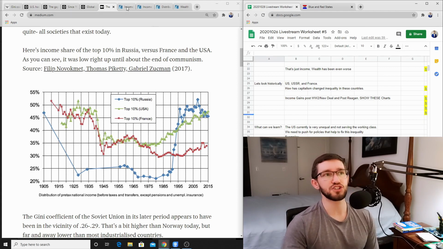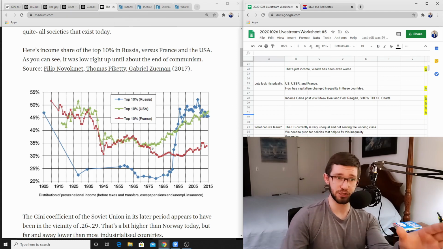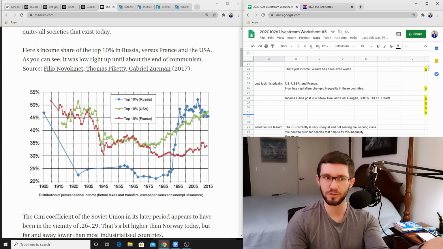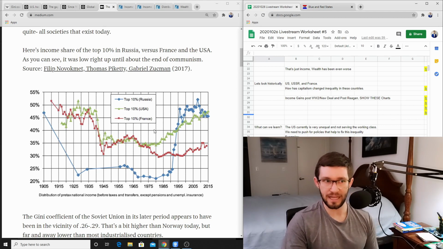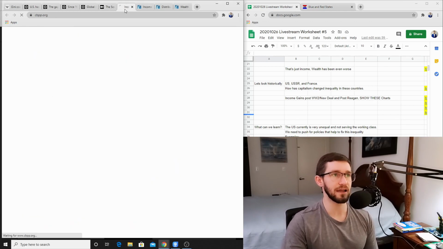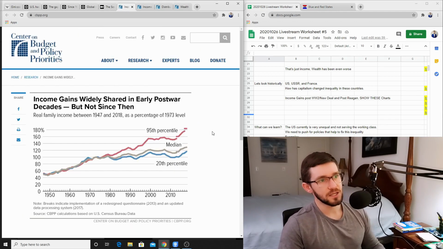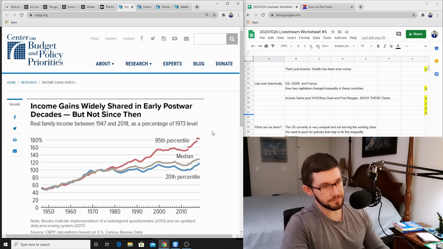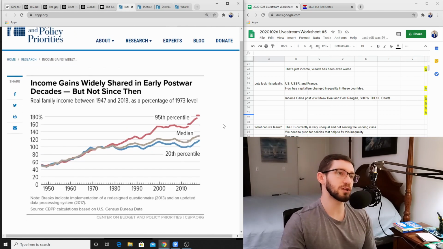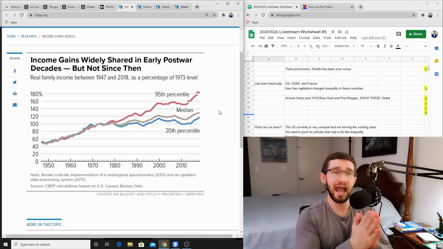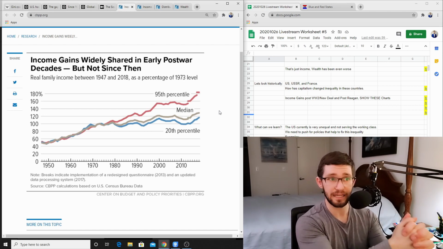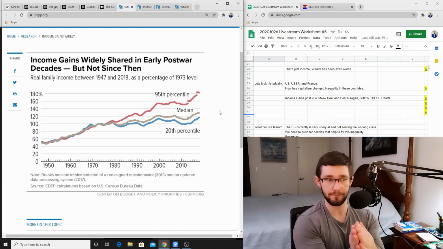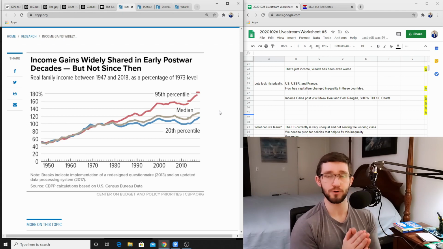Now, to show why we have this change, or at least to display this change a little bit better from the late 1970s, early 1980s onward in the United States, I have some other charts that I want to share with you guys. So this is where we're looking at, let me zoom this in. This is where we're looking at how income gains have changed over time, right? And this is looking at post-war, talking about post-World War II.